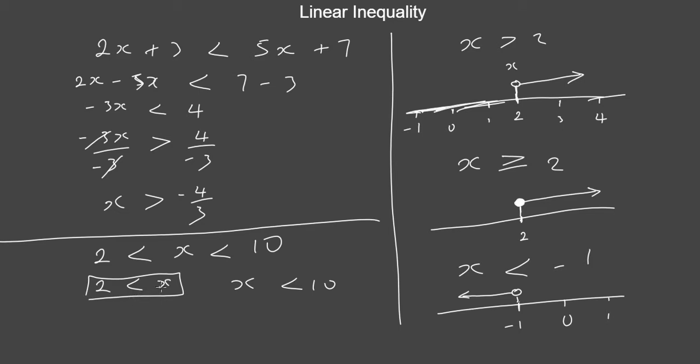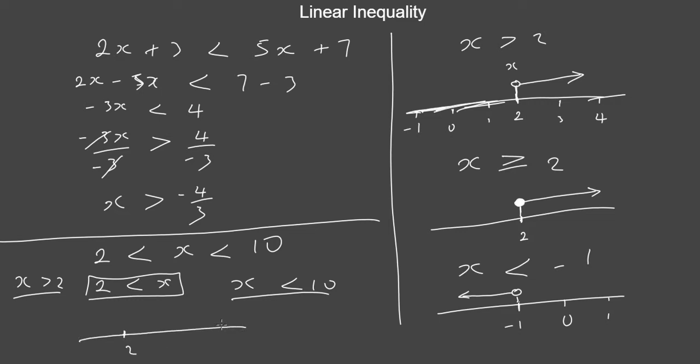Well, you need to make the x be on the left. To do that, just flip this around 180 degrees. If you do that, you're going to get x greater than 2, because if 2 is less than x, then it implies that x is greater than 2, right? Now, these are the two things you are going to plot on a number line. So let's see how to plot this on a number line. So you have 2 here, right?